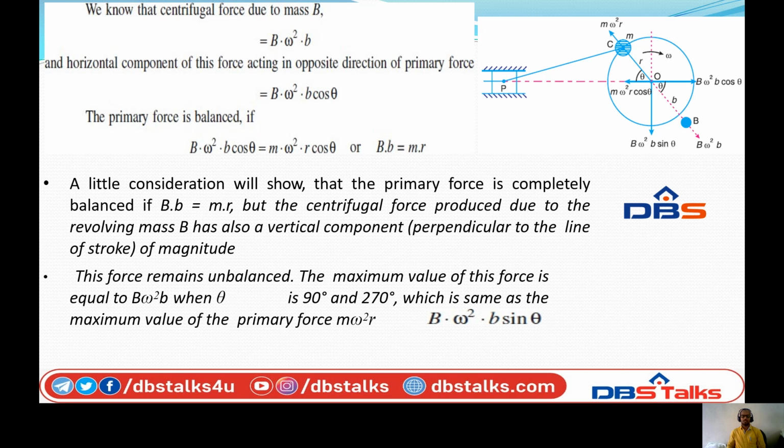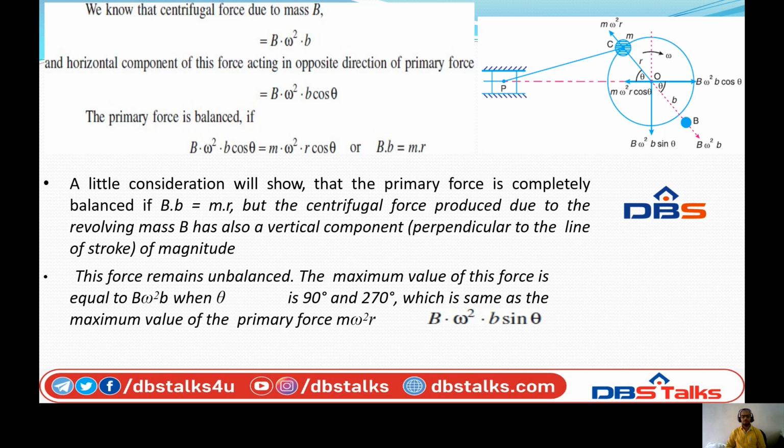Then the primary force is balanced if B omega square b cos theta is equal to m omega square r cos theta. Simply, Bb equals mr. Now the opposite unbalanced force is balanced by the mass B. A little consideration will show that the primary force is completely balanced if Bb equals mr, but the centrifugal force produced by the revolving mass B also has a vertical component, perpendicular to the line of stroke, and this force may not be balanced.